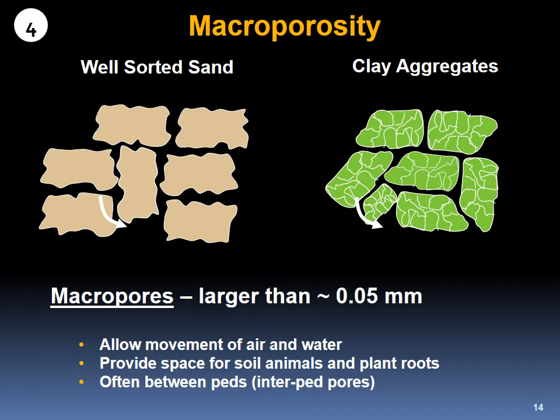And the macro porosity or the macro pores are usually the spaces which are larger than or equal to 0.05 mm. Now, these macro pores are very important for many things. Why? Because they are the ones where water and air can move, and they are the spaces where most of the roots and microorganisms and other animals can live. And they are basically between the sand particles, or between the beds. What we mean by beds is the aggregates, between the aggregates.